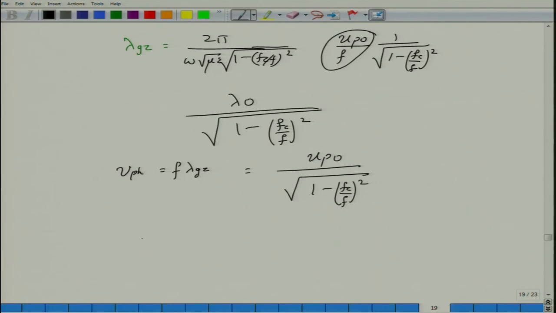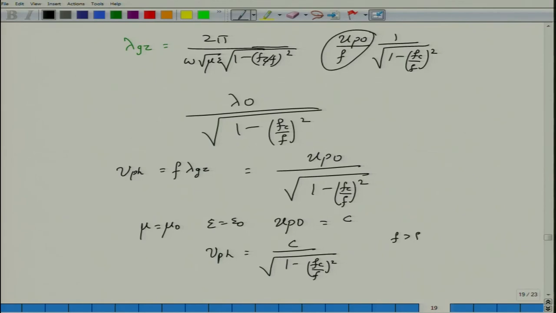Is it a problem? Well, what will be up 0 when mu is equal to mu naught and epsilon is equal to epsilon naught? In that case, up 0, the phase velocity of the medium, will be equal to the speed of light. So the phase velocity is equal to c divided by square root of 1 minus (fc by f) whole square, right? What is f and fc? How are f and fc related?